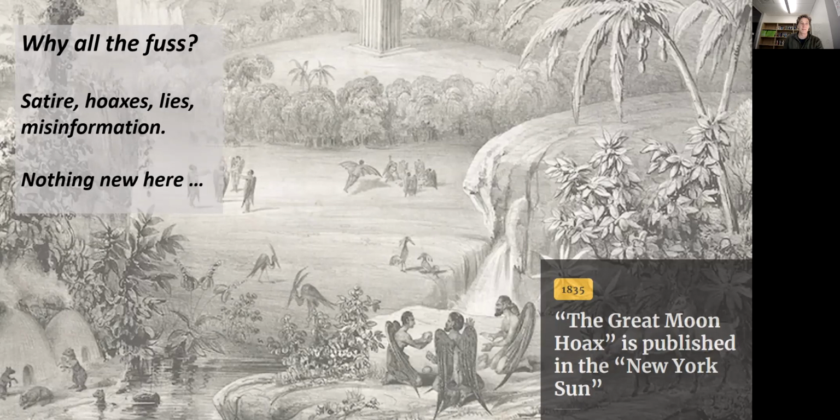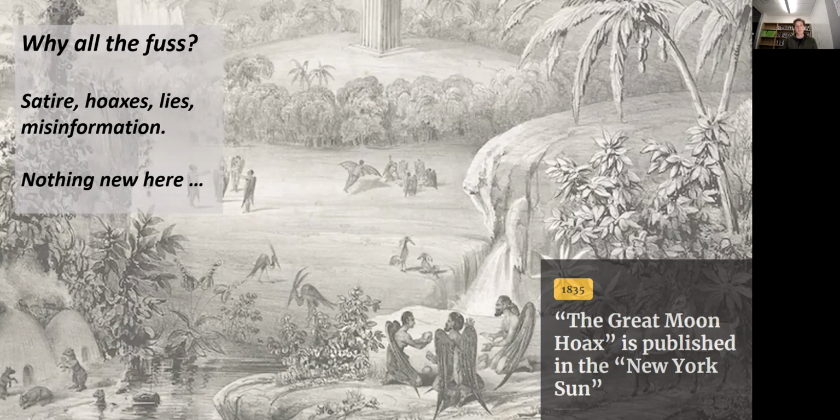There's always been satire, from ancient Greek satirical plays and so on. The rise of pamphleteering, newspapers and so on in Europe in the early modern period, and then particularly in the late 19th century journalism and so on, hoaxes abounded. In 1835, as an example, the Great Moon Hoax was published in a paper called the New York Sun, which was a colourful newspaper that often was loose with the truth and had these long-running serial stories.